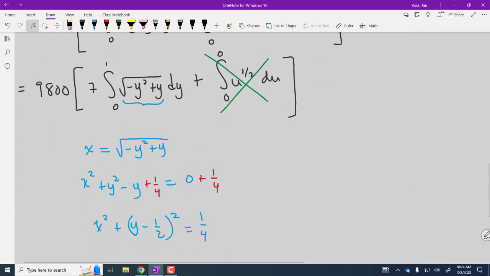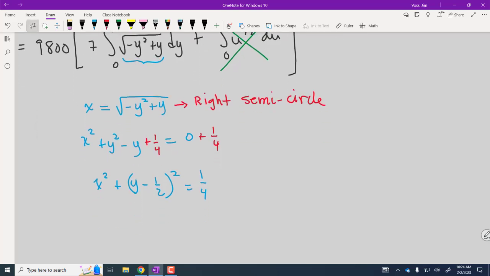So this is the right half. And we usually would say the right half is called a semicircle. So right semicircle. Everyone agree with that? So that is the right semicircle of radius 1/2. So if we were to draw this thing, let's just draw that. This is radius 1/4. Excuse me, radius 1/2.